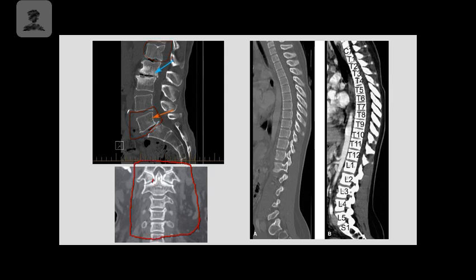So you can actually see C1 off to the sides, and then you can see C2 with your dens process sticking up inside. Over here on the right hand side, we have kind of a combination of T and L spine. So we got a lot of the patient's body on here in this sagittal image. I do have it shown with the vertebrae actually numbered out.